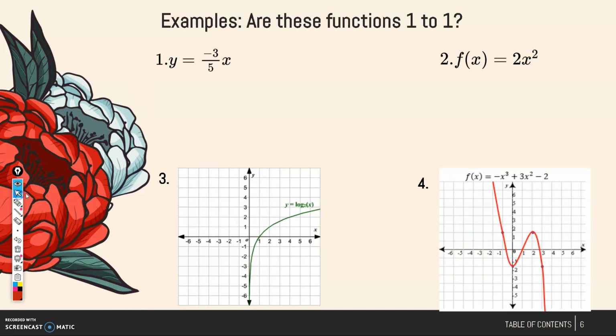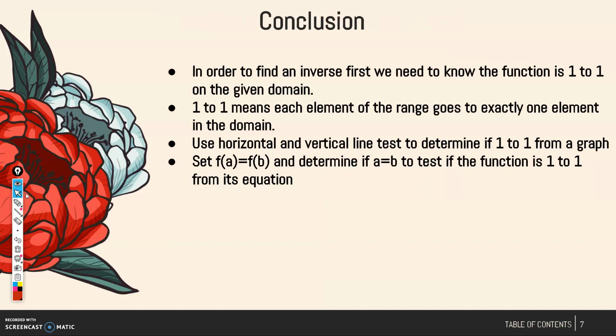So in conclusion, why do we care about one-to-one functions? In order to find an inverse, first we need to know the function is one-to-one on the particular domain. One-to-one means each element of the range goes exactly to one element of the domain. How do we figure out if something is one-to-one? We use the horizontal and vertical line test if it's from a graph. If you have the equation, you could graph with graphing software, or set f of a equal to f of b and determine if a equals b. In other words, plug in a, plug in b, set them equal, solve. Does a equal b? Yes, you're one-to-one. Does a not equal b? No, you're not one-to-one.